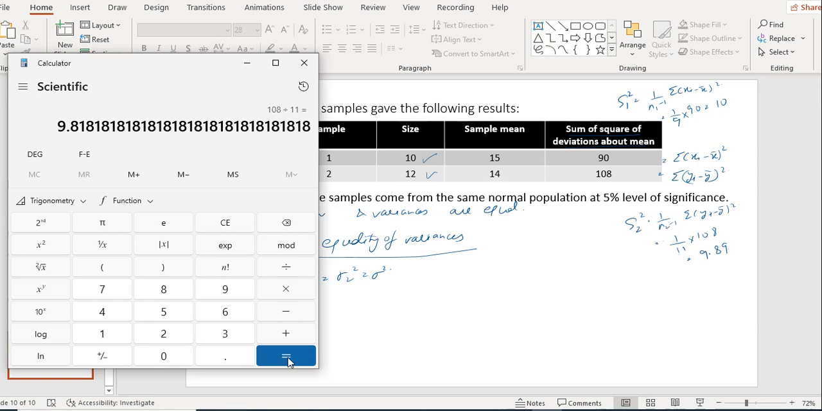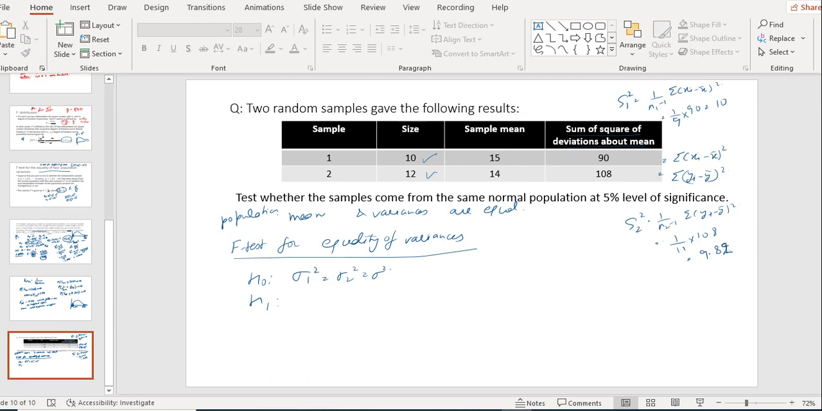Okay, so basically it is 9.82 approximately. So you can clearly see that S1 square is 10 and S2 square is 9.82. S1 square is greater than S2 square. So we are assuming that sigma 1 square is greater than sigma 2 square, so we are applying a right tail alternative.